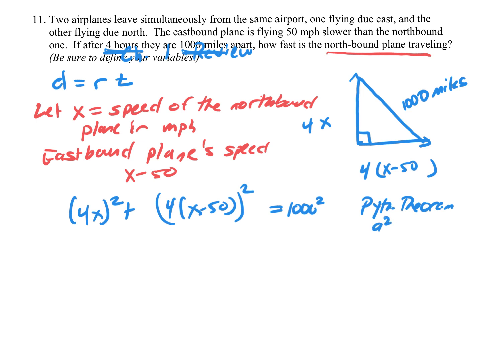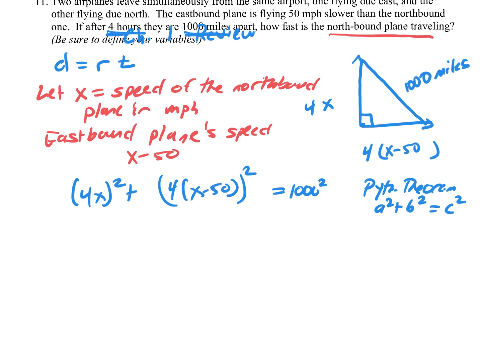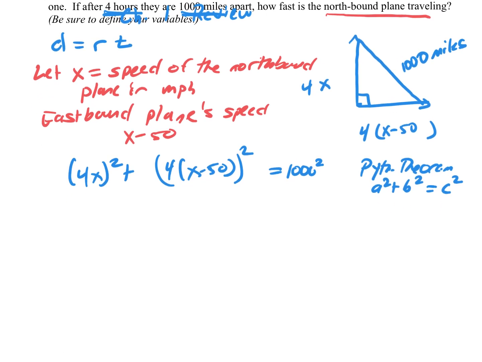By the Pythagorean theorem, remember, the sum of the squares of the lengths of the legs, so a squared plus b squared, is the square of the length of the hypotenuse, or c squared. And now this is the quadratic equation we need to solve. So I'm going to square 4x, and I get 16x squared plus 16, because I have to apply the square to both 4 and x minus 50. So 16 times (x minus 50) squared is equal to 1,000 squared.